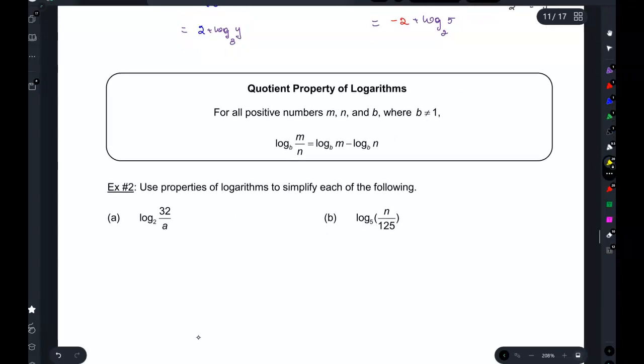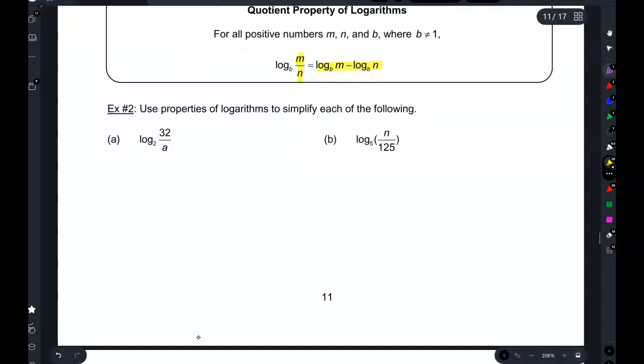Okay. Quotient property. If you have log m over n, if you're dividing these, then you separate and subtract, right? Just like when you're dividing powers, you subtract the exponents. So here, this is going to be log base 2 of 32 minus log base 2 of a. Cool? So now I need to simplify this.